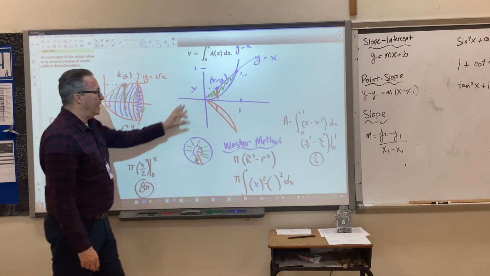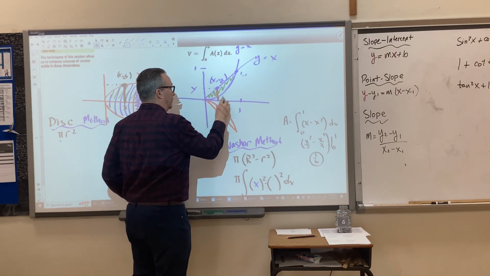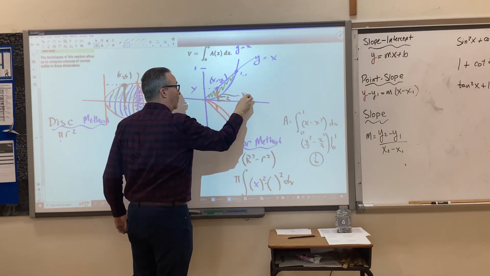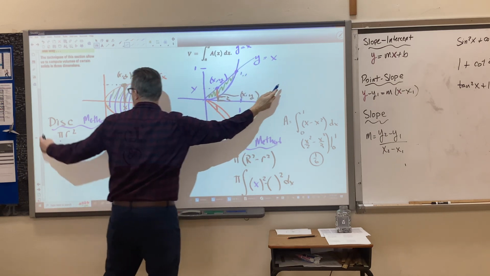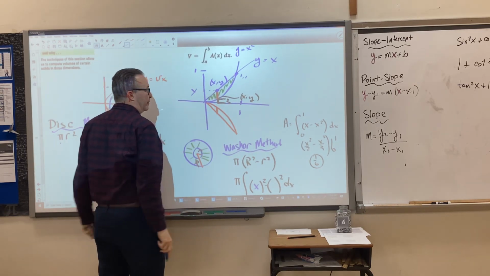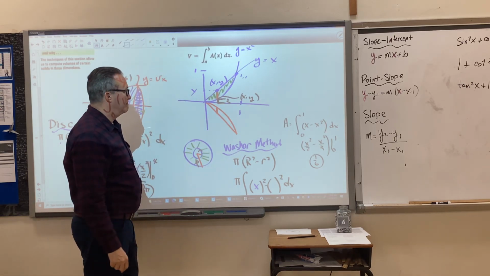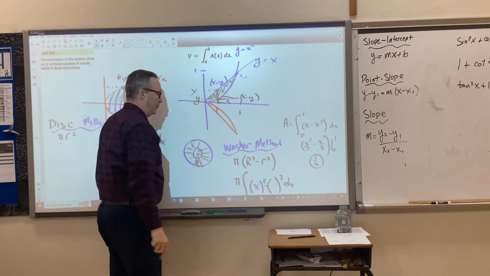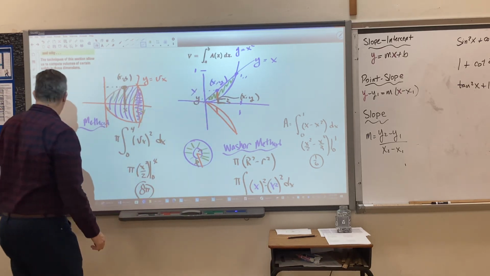And then the inside radius is this distance, from here to here. This point right here is x comma y, but the y this time is y equals x squared. So what is this distance? X or y value? X squared. How about the interval?